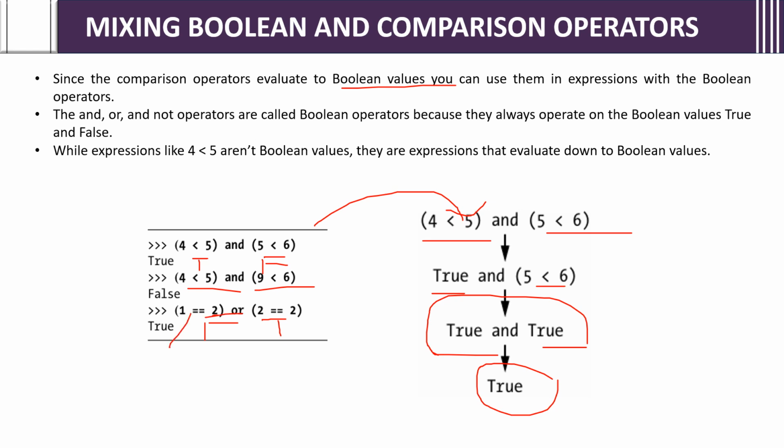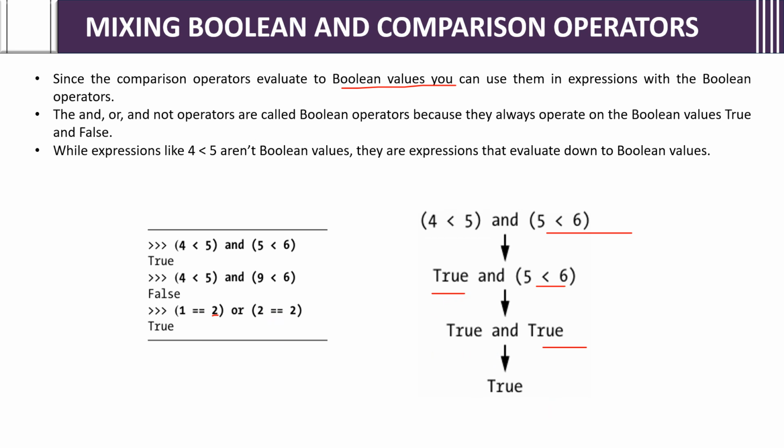So, we are mixing Boolean as well as comparison operators in this. Here, what are the comparison operators? Less than, equals to. These are comparison operators. Boolean operators mean we are comparing and doing an AND operation, an OR operation. So, it is a Boolean operator, and it will give the Boolean value. Okay.